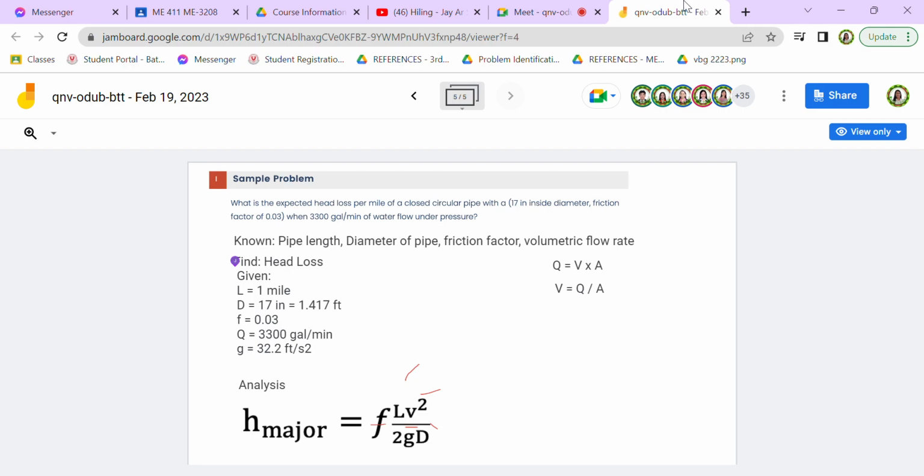But acceleration due to gravity is in seconds, so let's convert the minute into seconds by dividing by 60. For every 1 minute there are always 60 seconds. So 441 divided by 60 is 7.351 cubic feet per second.